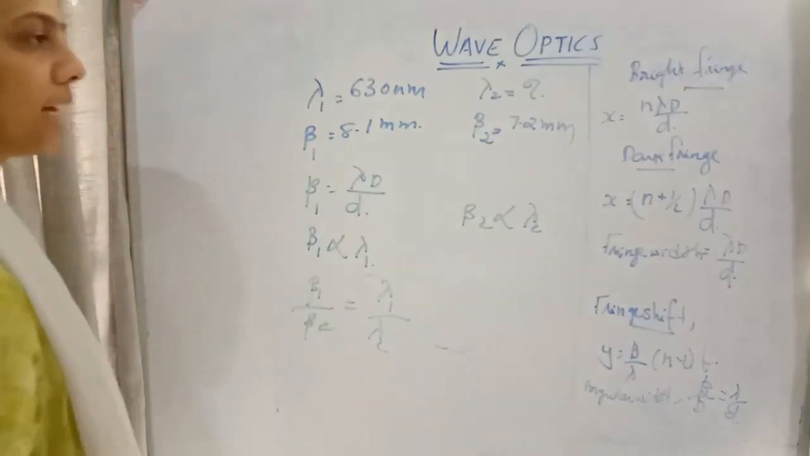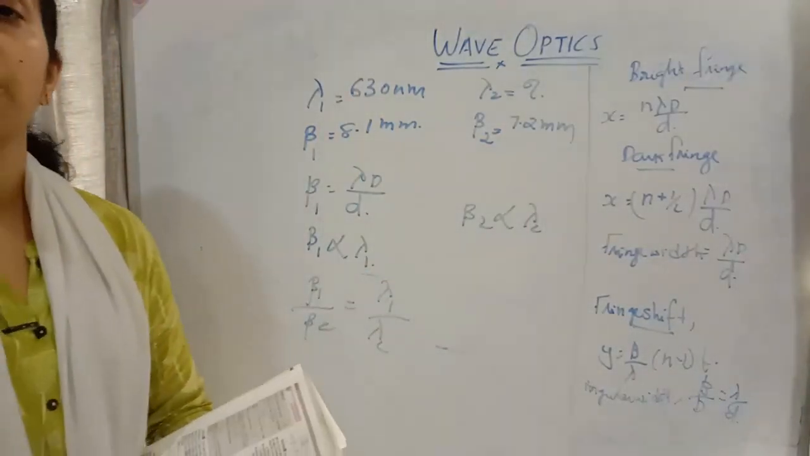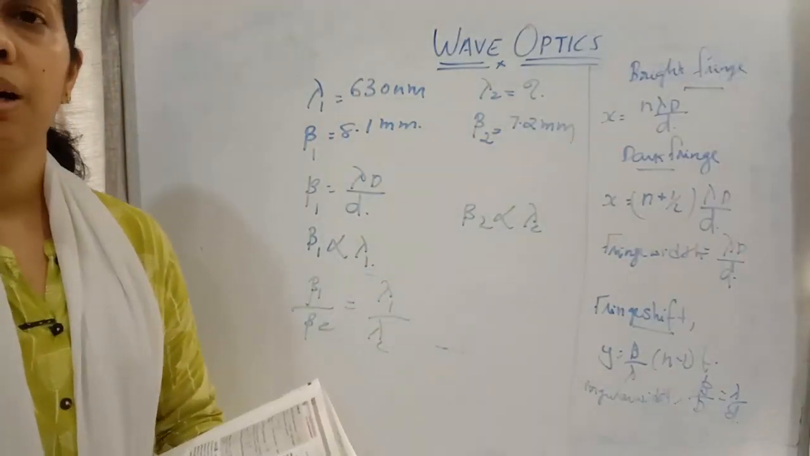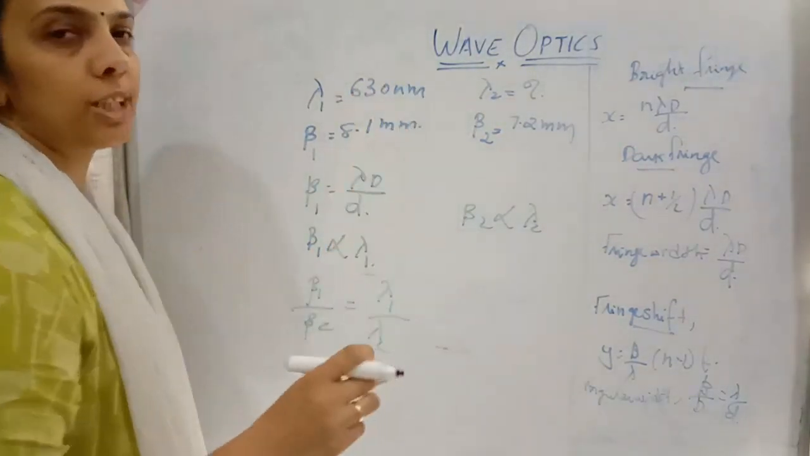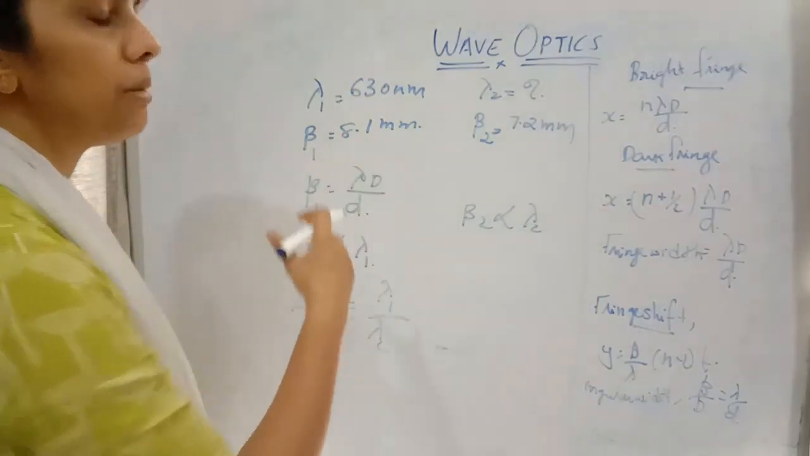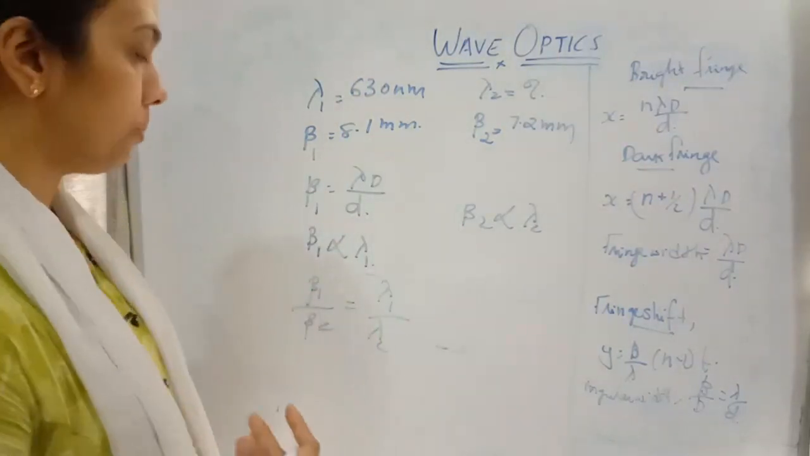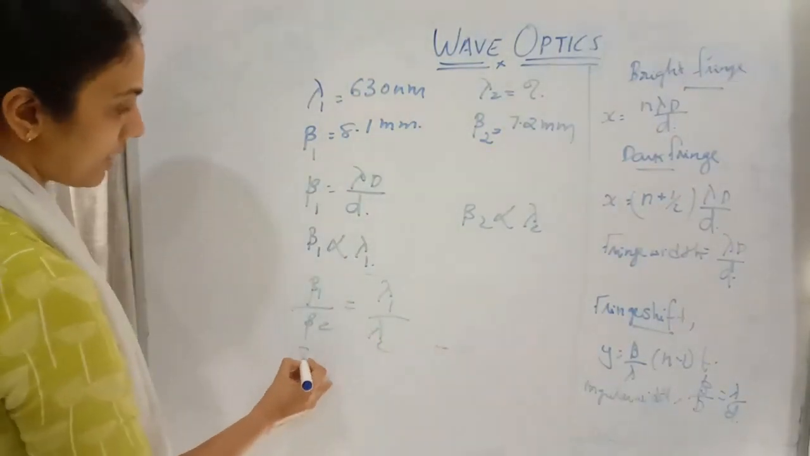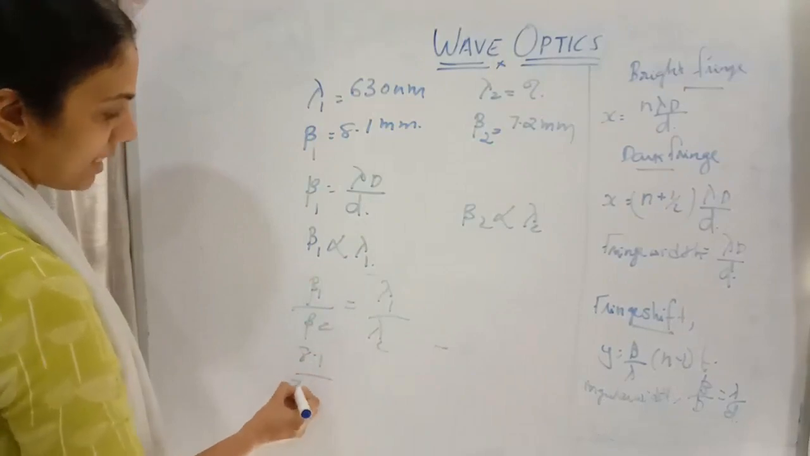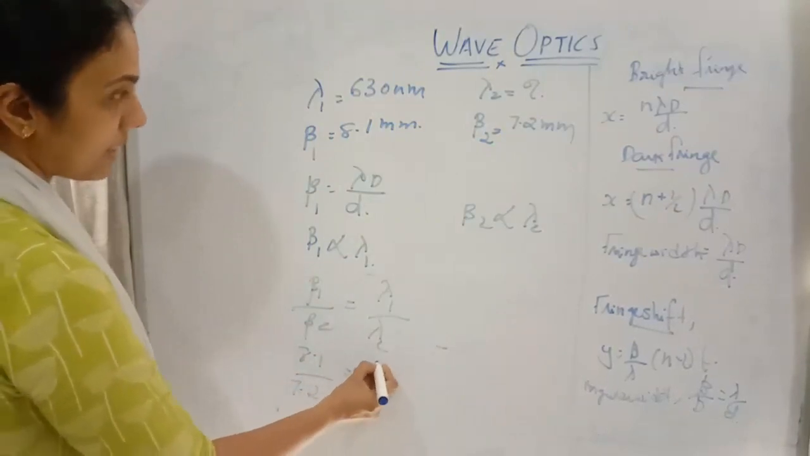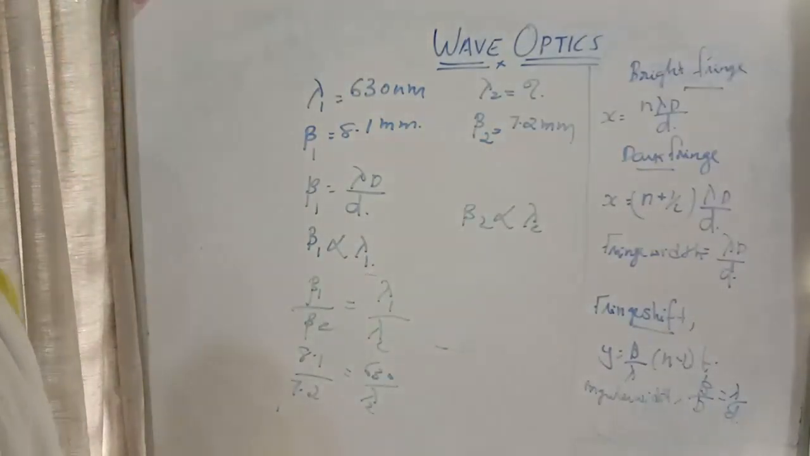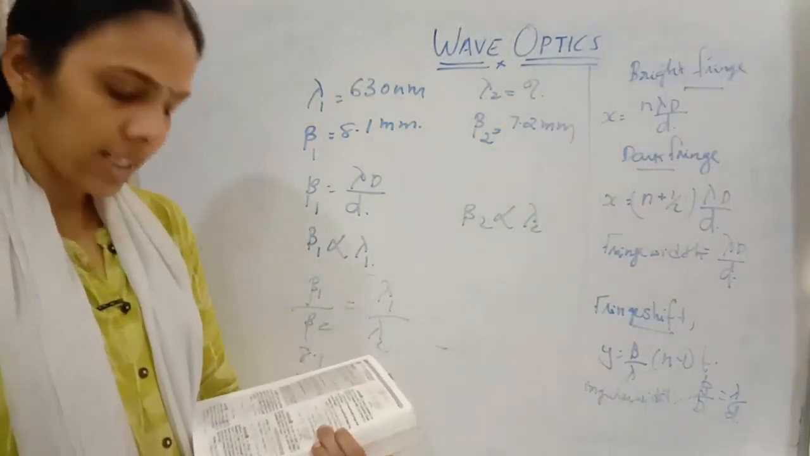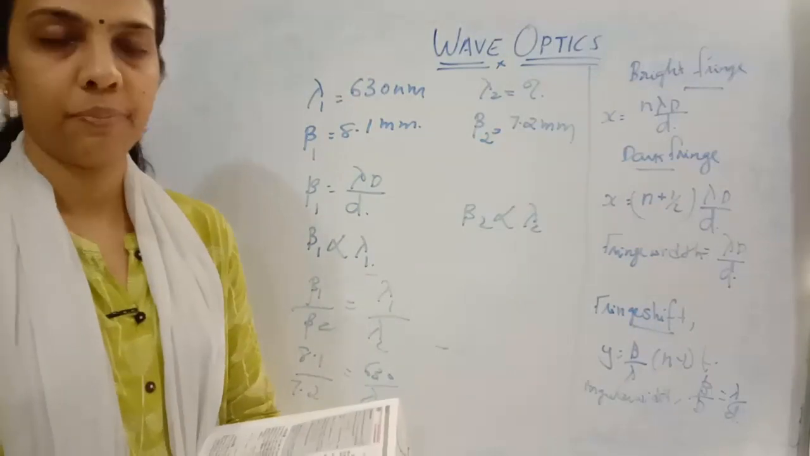Since we are using the formula as a ratio, there is no need to convert into SI units. Otherwise, we would convert nanometer to meter by multiplying by 10 to the power minus 9, and millimeter by 10 to the power minus 3. So here we can write 8.1 divided by 7.2 equals 630 divided by lambda 2. You can calculate the value of lambda 2 and you will get it as 560 nanometer.